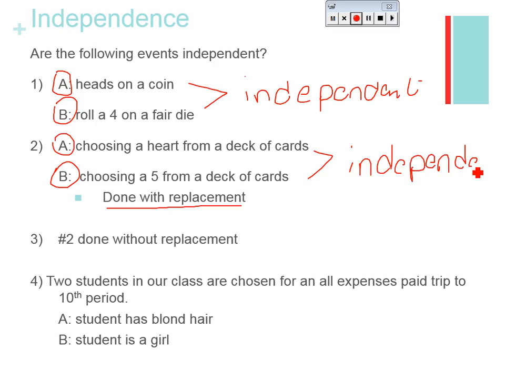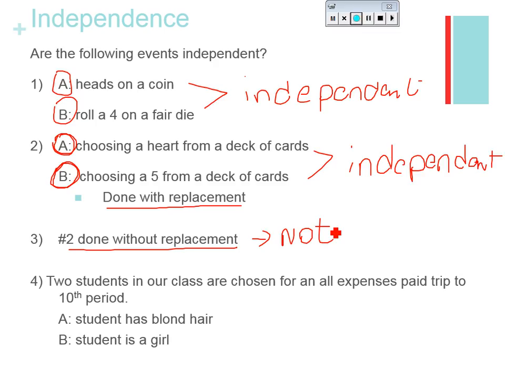Whereas with number 3, if we did the same thing but without replacement, event A would be chosen out of 52 cards, but since you didn't replace the first card before you draw the second, you would be choosing out of only 51 cards for event B. Because of that, these events would not be independent.